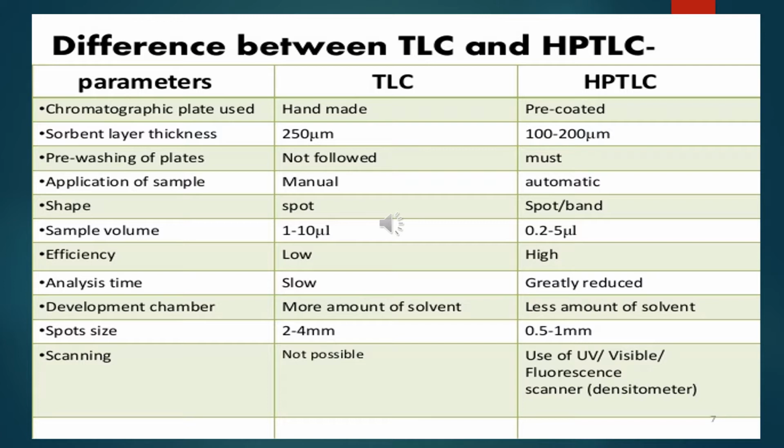Development chamber: in TLC more solvent is used and in HPTLC less solvent is used. Then spot size: TLC 2 to 4 millimeter and HPTLC 0.5 to 1 mm. Then scanning: in TLC not possible, in HPTLC a UV visible fluorescent scanner densitometer is used.